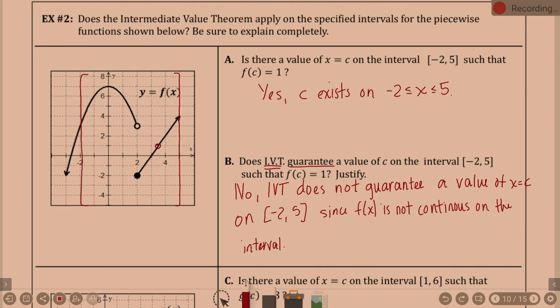So that's just an example where the value can exist. We're not saying the value doesn't exist. We're just saying it's not guaranteed according to intermediate value theorem. Okay? Look at the next graph when you're ready. And look at question C. Is there a value of x equals C on the interval 1 to 6 such that g of C equals 3?